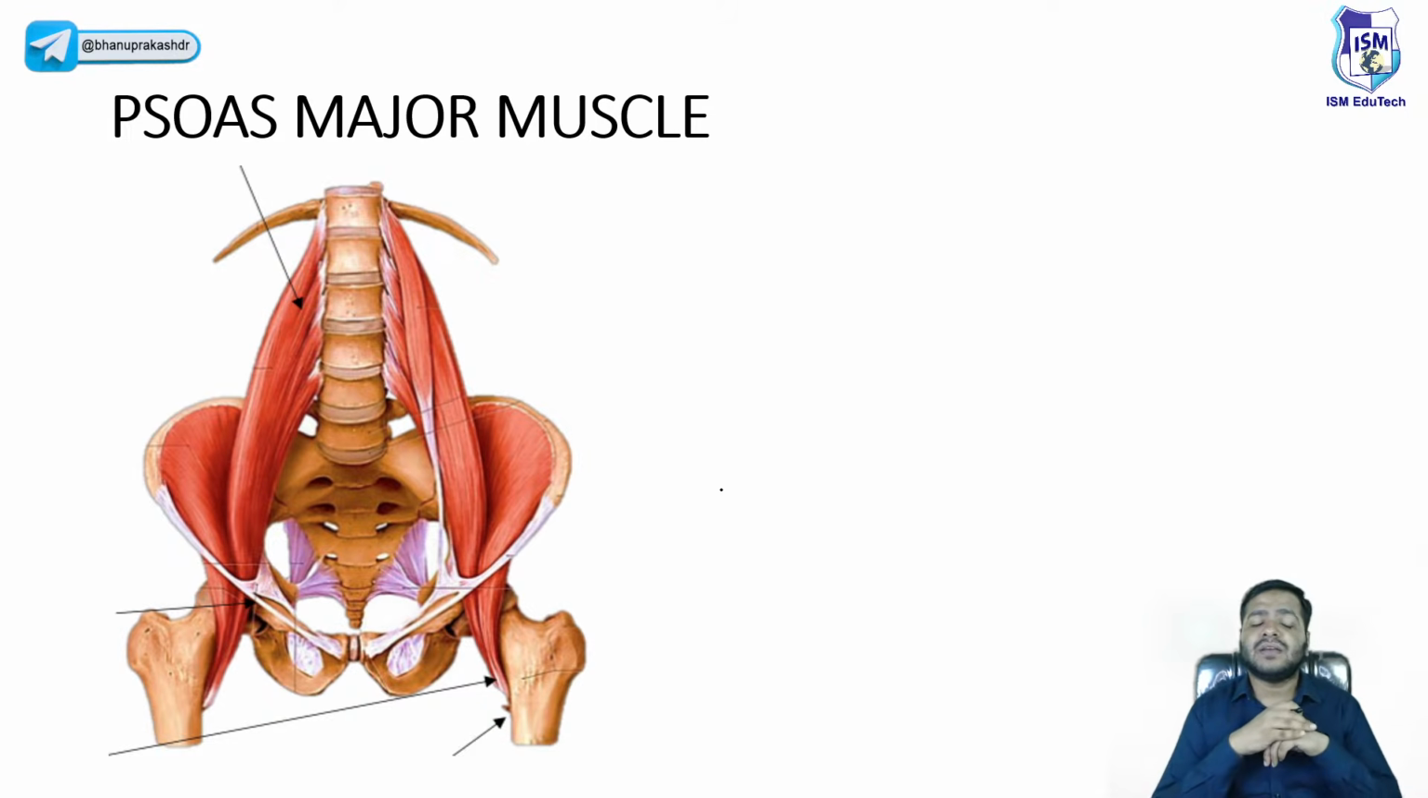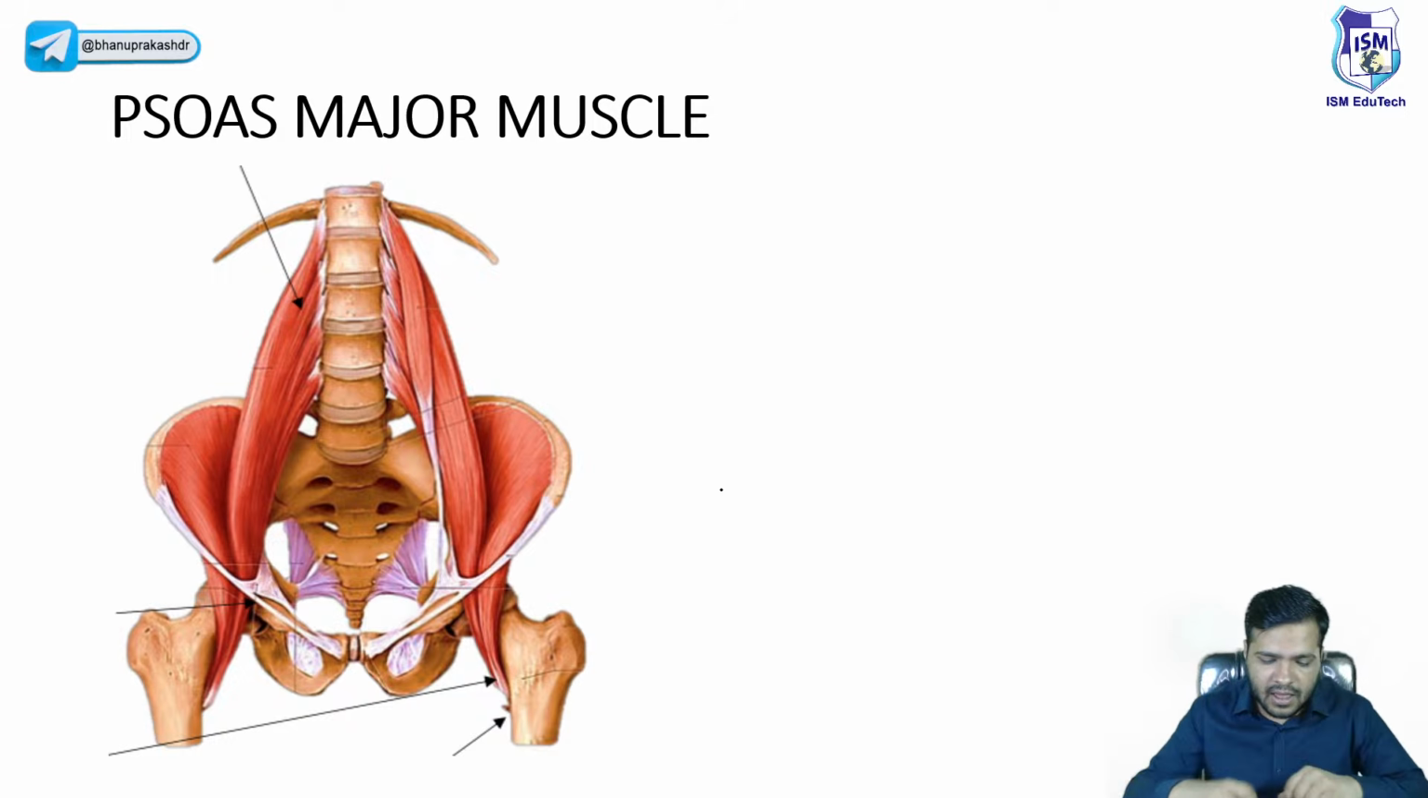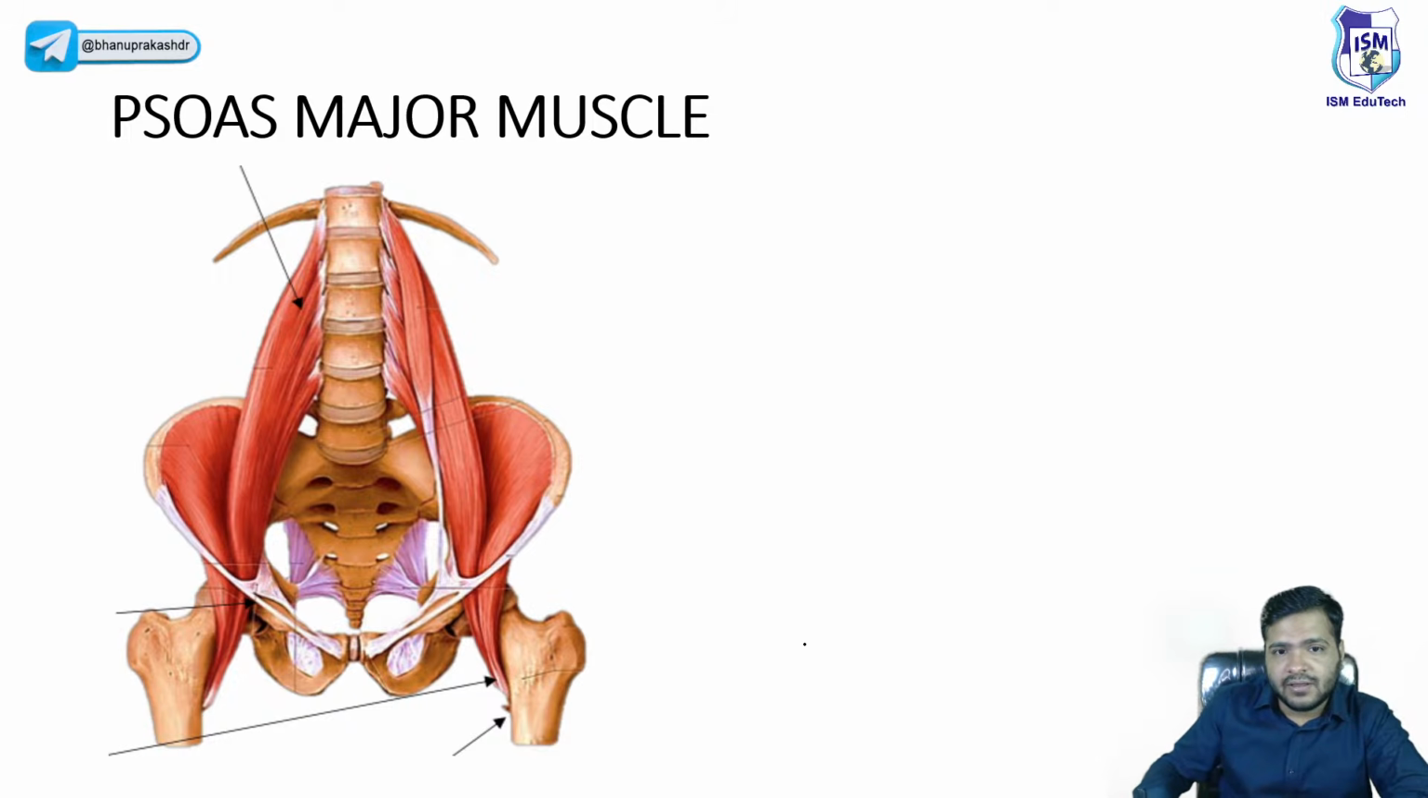Remember, beta, the psoas major muscle is located near the midline of the posterior abdominal wall, immediately lateral to the lumbar vertebra. Now when I say lateral to the lumbar vertebra, what will be the origin? The origin will be the lumbar vertebra only. So the psoas major originates from the transverse process.